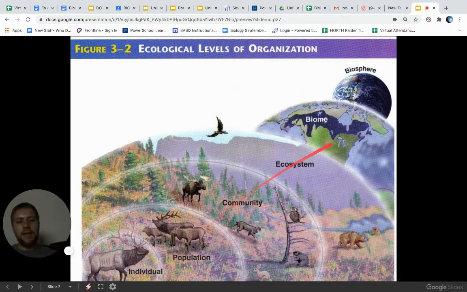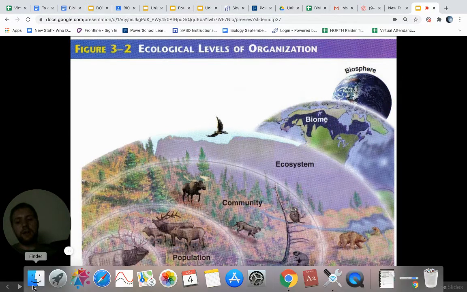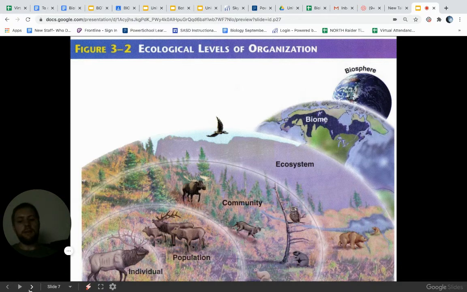All right, and then lastly, all the biomes put together, be them deserts or boreal forest or mountains or savanna, all those together come together to become the biosphere, as well as the oceans. The biosphere is the entire section of the earth that can sustain life.